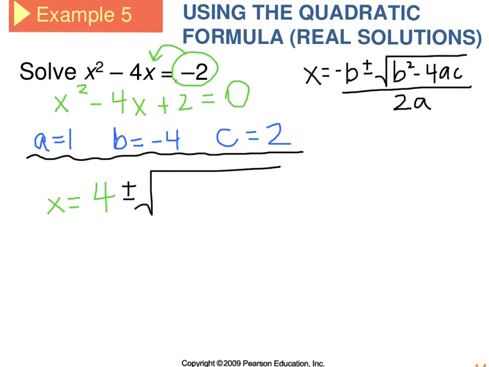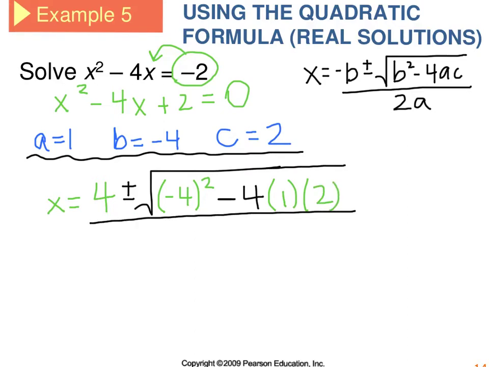And then b is negative 4, so I do negative 4 squared. My formula says minus, so I'm going to write a minus. And it also has a 4, so I write the 4, times a and c. A is 1, and c is 2. And all of that is divided by 2 times a, so 2 times 1. Now please do notice that this fraction bar goes over the entire numerator, with this 4 included. Do not forget that part.